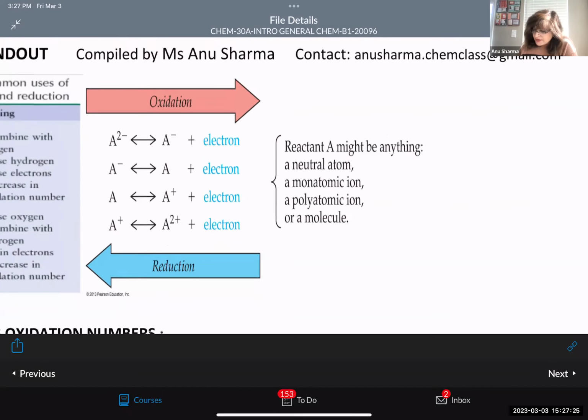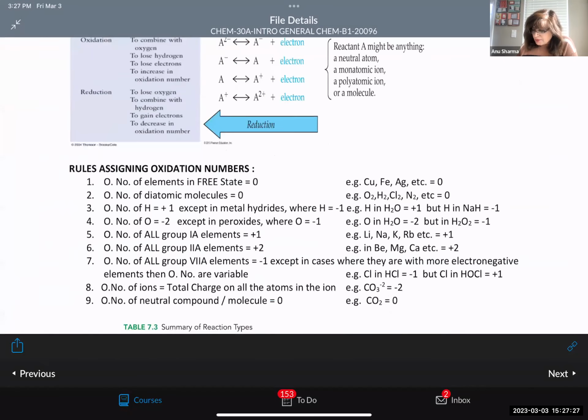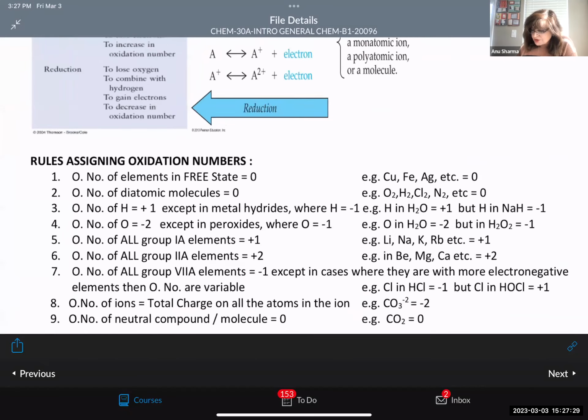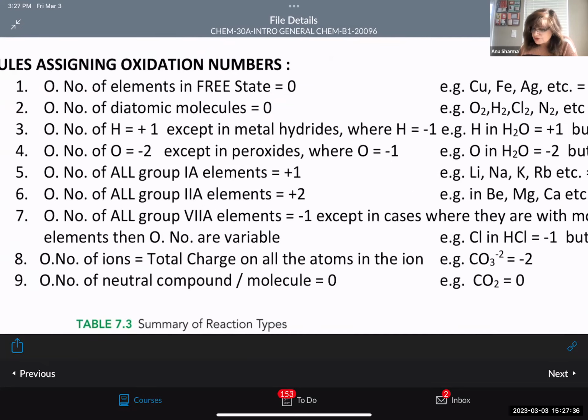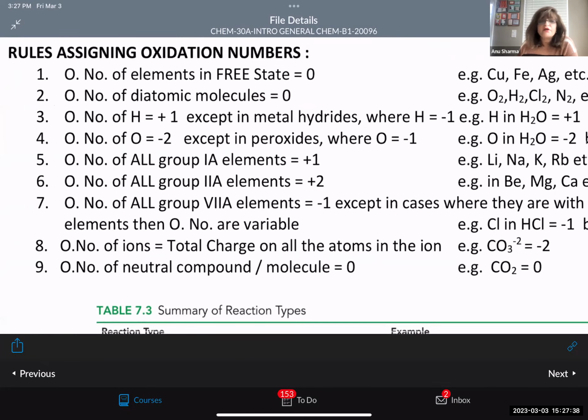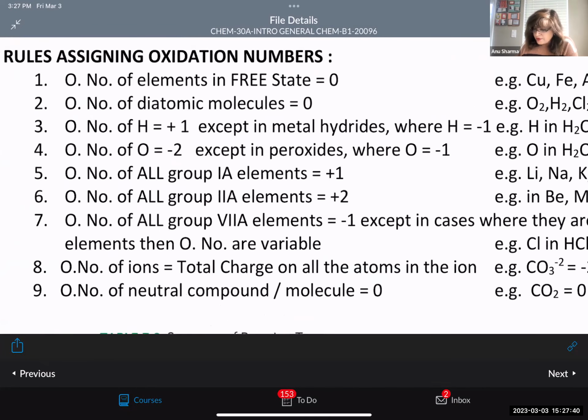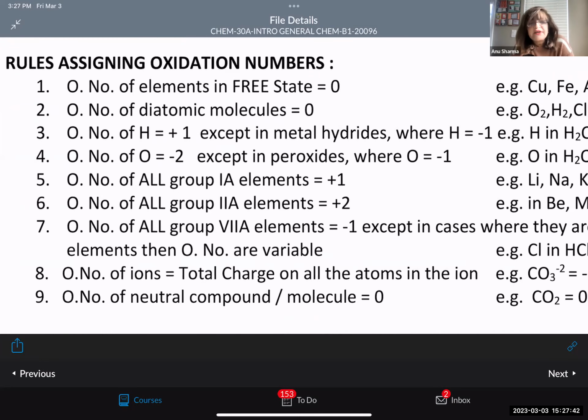Now there are some rules regarding oxidation numbers. Oxidation numbers are basically the bookkeeping of the electrons. In other words, we are trying to find out what the electrons are doing. Where is that electron, and what is it doing in a reaction?